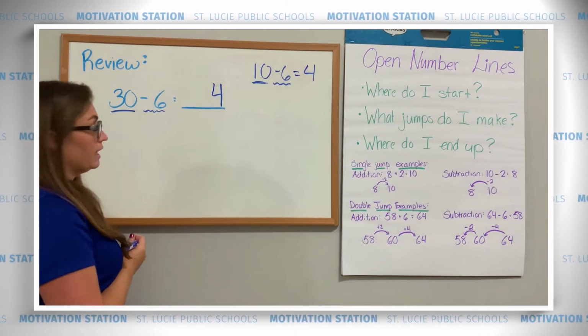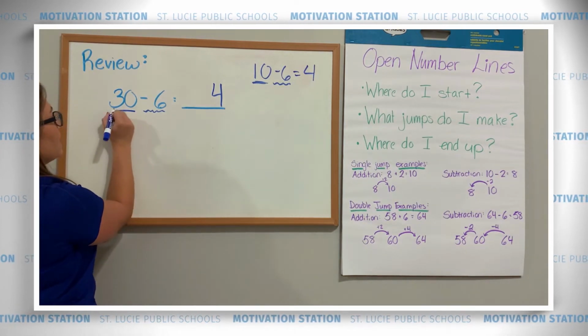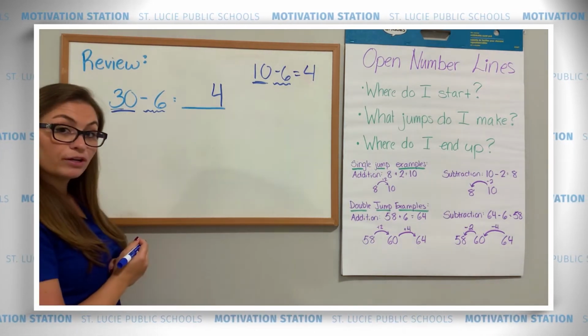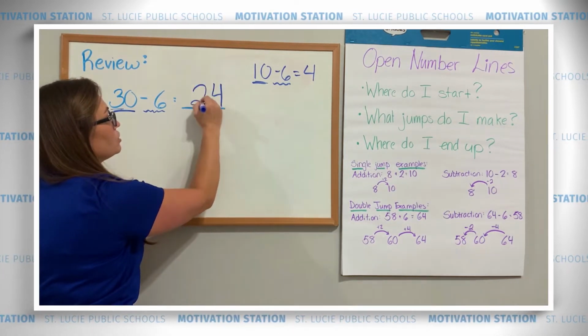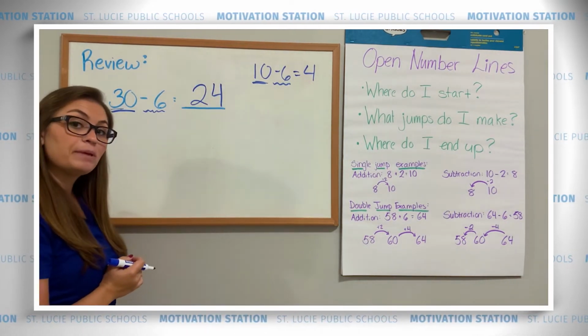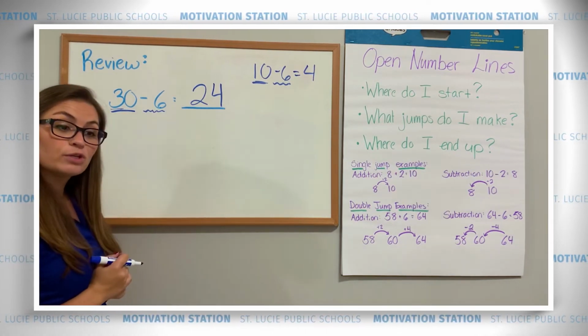The pattern we learned yesterday tells us that the tens place for our answer is going to be 1 less than the tens place of the number we started with. We're starting with 3 tens, so our answer will have 2 tens. So our answer would be 24. 30 minus 6 equals 24.